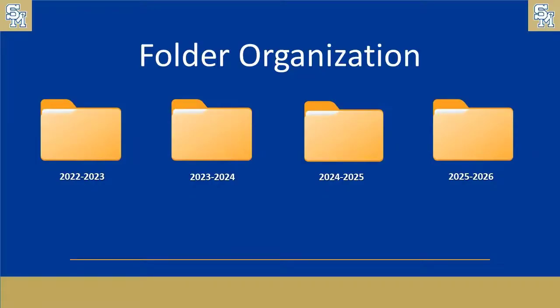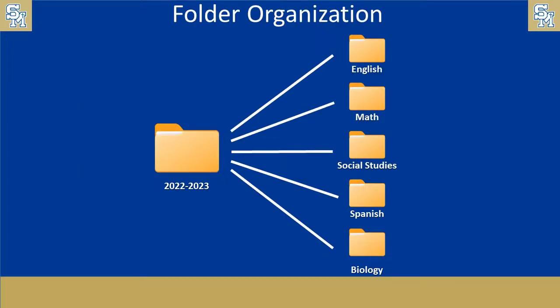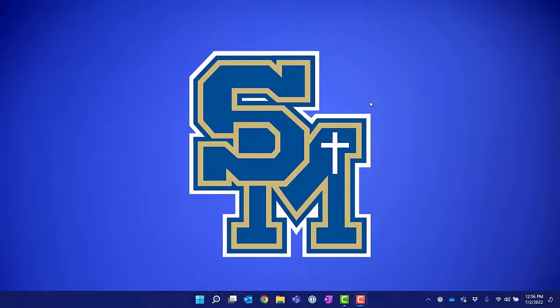If you're a freshman, you're going to create 4 folders, one for each of the grade levels. Within the grade level folder, you can create folders for each one of your classes. For example, English, Math, Social Studies. By organizing your files in this way, you'll have a home for everything and you'll be able to quickly find what you need. Now let's go through the steps of creating your grade folders.